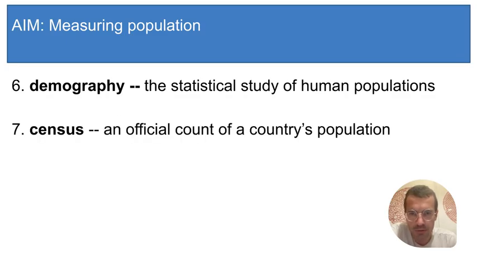The data that demographers use in their studies usually comes from a census, an official count of a country's population. In the US, the census is taken every 10 years, in years ending with zero. So there was a census in 1990, 2000, 2010, and 2020, and the next one will be in 2030.